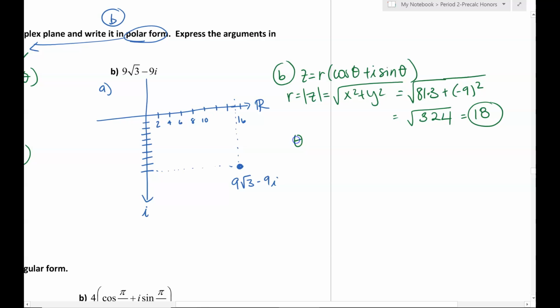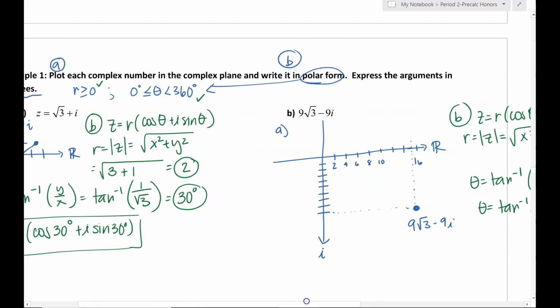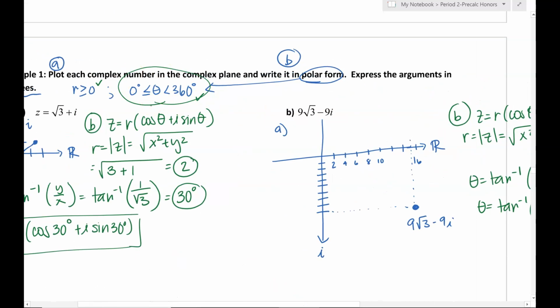Then let's find theta equals tangent inverse of y divided by x. We are in quad 4, so if we are using the calculator, it will give us a negative degree, but the restriction for polar said we have to be positive, so make sure you guys add a full revolution, okay? So tangent inverse of y value negative 9, x is 9 rad 3. Let's reduce that. That means theta equals tangent inverse of 1 over negative rad 3, which will give us negative 30 degrees. And you can test that out using your calculator. But remember, restriction says we cannot have a negative angle for polar form.